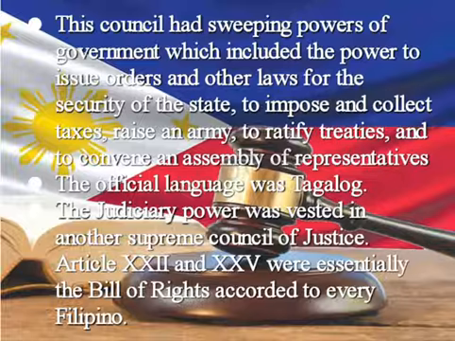judiciary power was vested in another Supreme Council of Justice. Articles 22 and 25 were essentially the Bill of Rights accorded to every Filipino. This constitution was to last only for 2 years, during which, at certain periods, it was superseded by laws and decrees made by Aguinaldo.